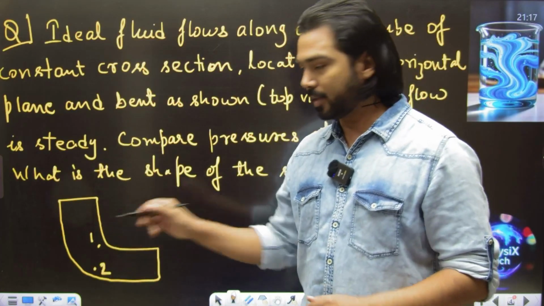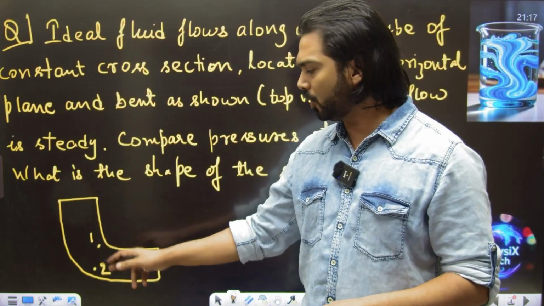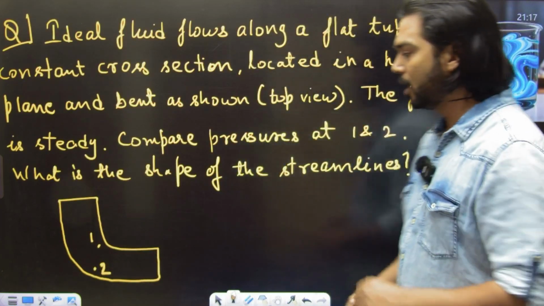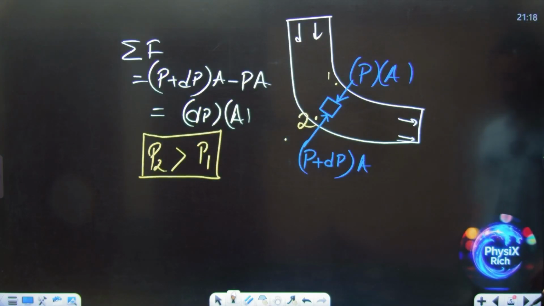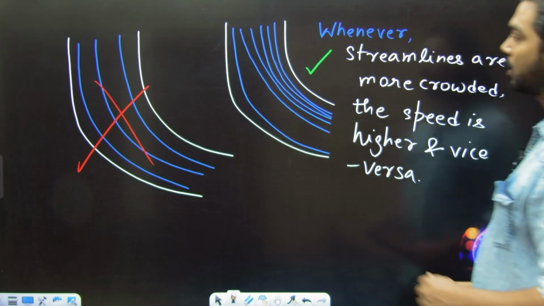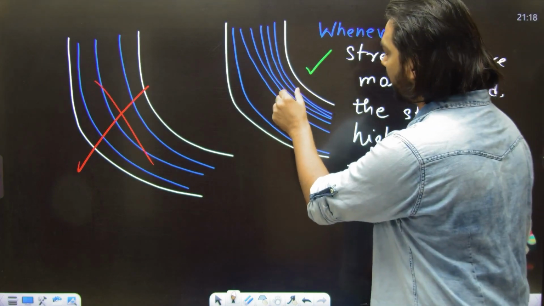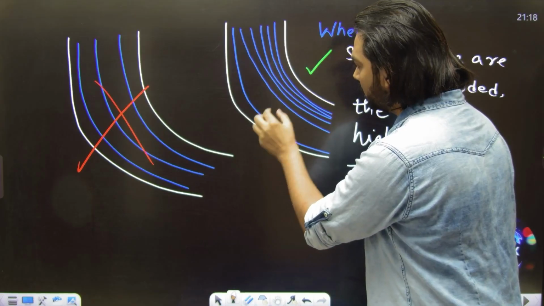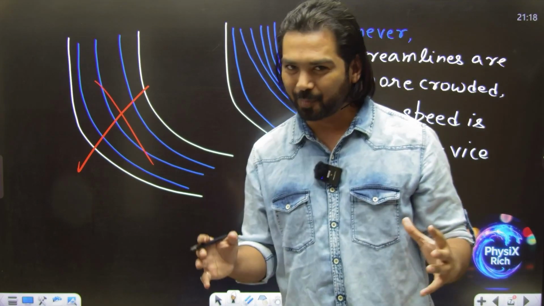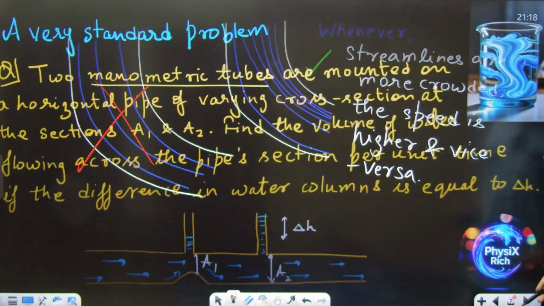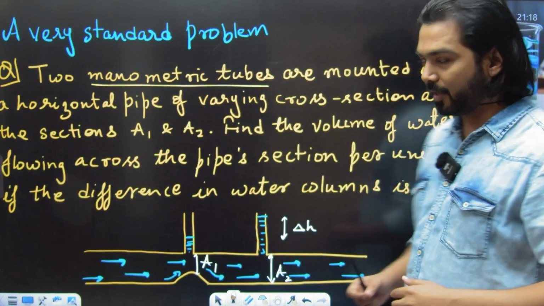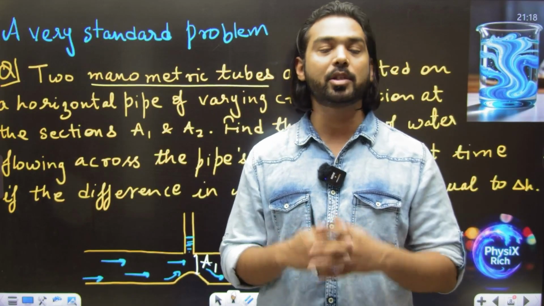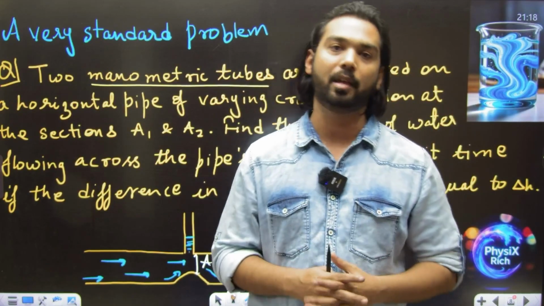At point 1, there is a higher velocity, and at point 2, there is a lesser velocity, because at point 2, there is a higher pressure. We have discussed in every detail as to why this happens. And then we came to a very important conclusion that wherever the velocity is high, the streamlines are crowded, and where the velocity is low, the streamlines are loosely spaced apart. And then we moved on to this problem where we understood the importance of applying Bernoulli's equation and the equation of continuity at the same time.